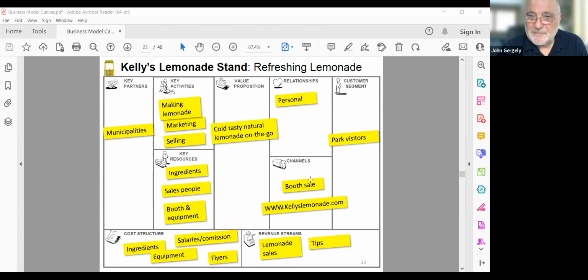My sales channels, very simple: booth sale, and eventually I'm going to have a website. Who are my customer segments? They're going to be people in the park where I'm going to be set up. My costs: well, I need ingredients, a little equipment. I'm going to make some flyers, and I want to pay myself. My revenue streams are lemonade sales and tips. And it can be that simple. But behind that, as I said, each of these is some detailed work.